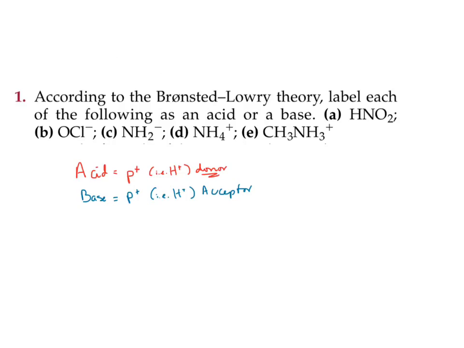Here we go. So for this one, according to the Bronsted-Lowry theory, label each of these as an acid or a base. Acid is a proton donor, base is a proton acceptor, so A through E. My hint was this, and I actually did maybe the first one for you. So you have two choices.